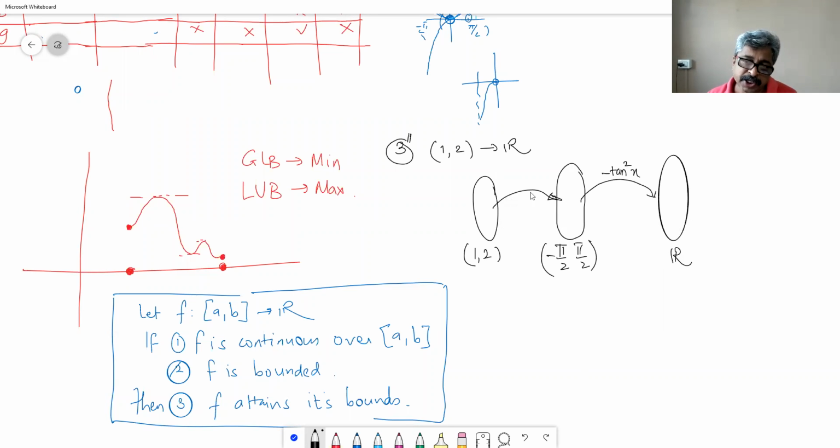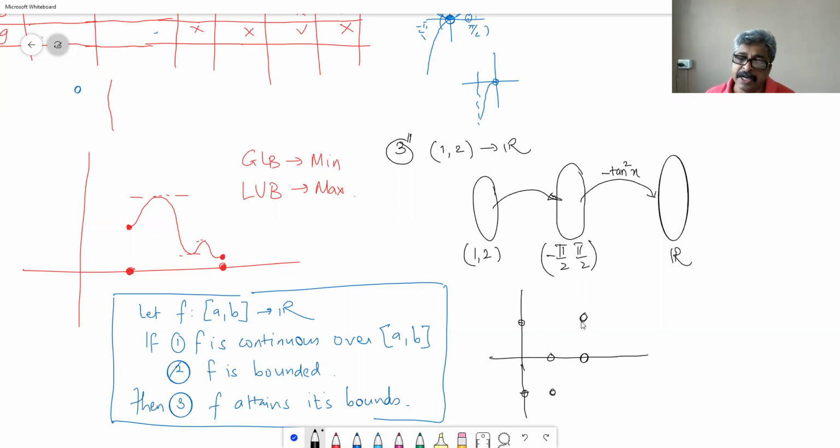Now can we write a function here which will take all values from open interval 1 to 2 to minus pi by 2 to plus pi by 2? So there could be many different ways of doing it. So this is say 1 hollow circle, this is say 2 hollow circle, and this is say minus pi by 2 hollow circle, and this is plus pi by 2 hollow circle. So your graph starts from here and finishes here. Open interval.